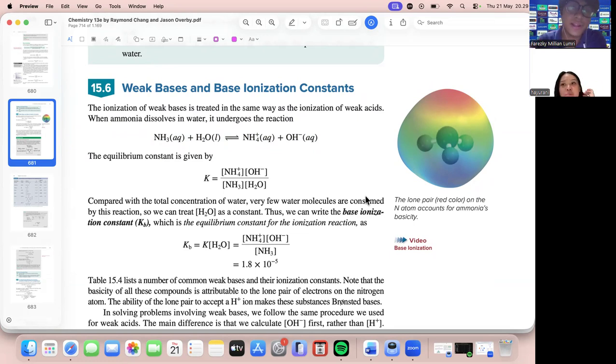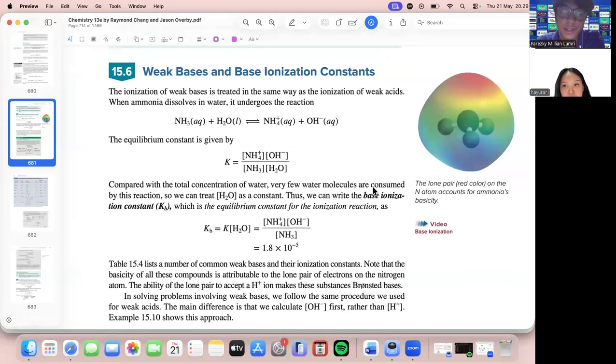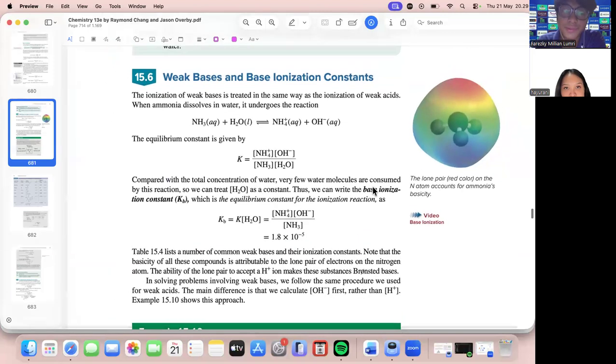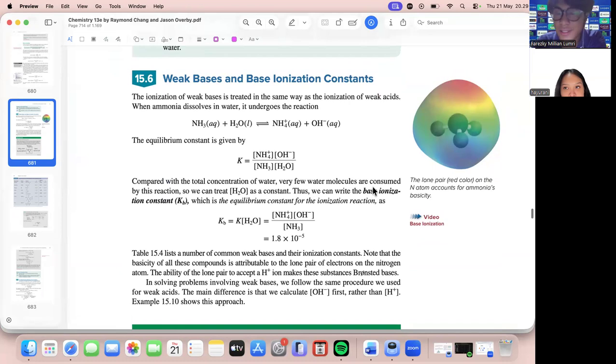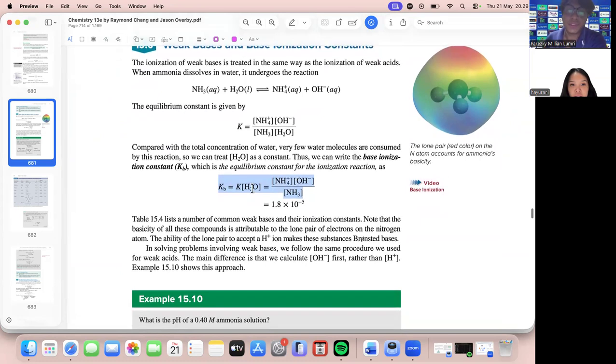I want to add the main idea of the subchapter: most acids and bases do not completely break apart in water. Instead, they get stuck in a dynamic tug of war called equilibrium, and we have to use a specific constant, in this case Kb, because we're talking about bases, to do the calculation. Kb here equals K times the constant H2O, and it equals the formula before.